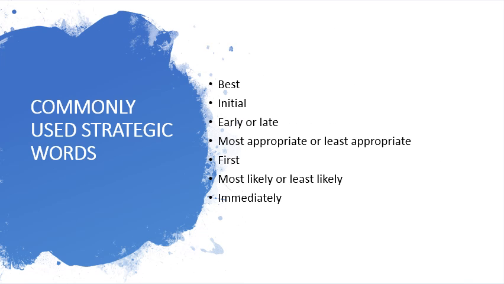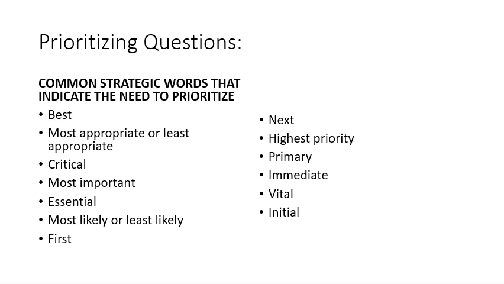Here's just a slide of some commonly used strategic words: best, initial, early or late, most appropriate or least appropriate, first, most likely or least likely, and immediately. Students should look for strategic words in the question that indicate the need to prioritize, and remember that when a question requires prioritization, all options may be correct.